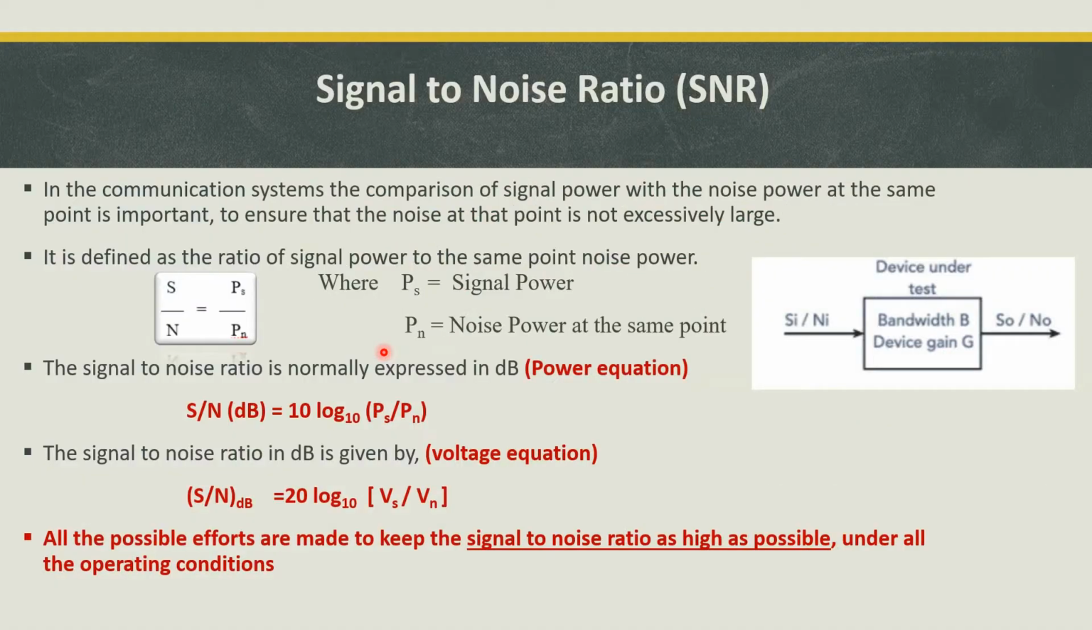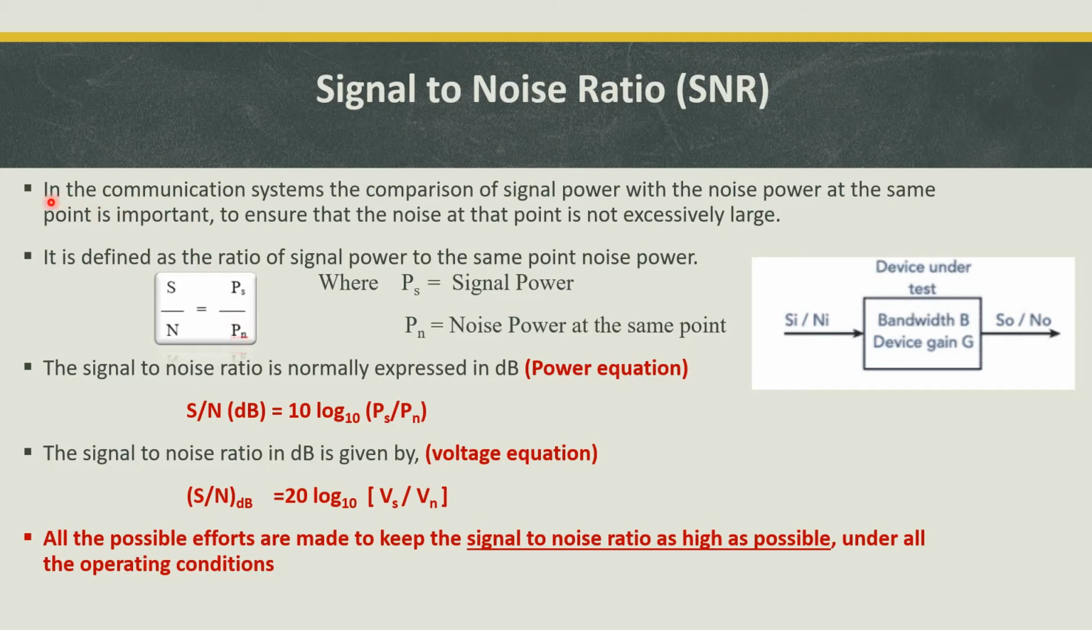So here in the first slide, we represent signal to noise ratio. For any device, we calculate the input side signal to noise ratio and the output side signal to noise ratio. Signal to noise ratio means signal power divided by noise power. In a good communication system, every block, every moment, we expect signal power to be maximum and noise power to be minimum. This is the actual requirement of any communication system.